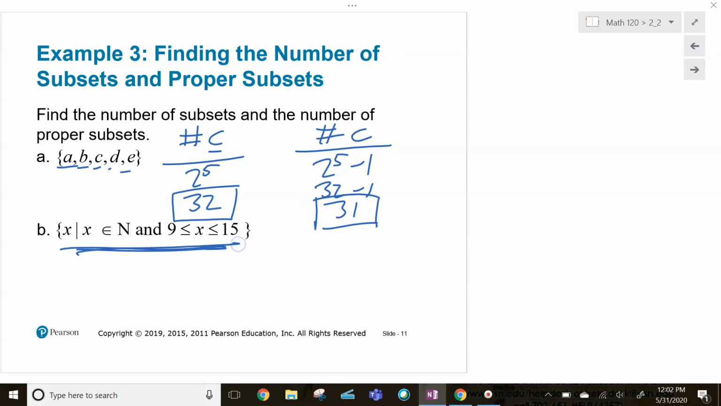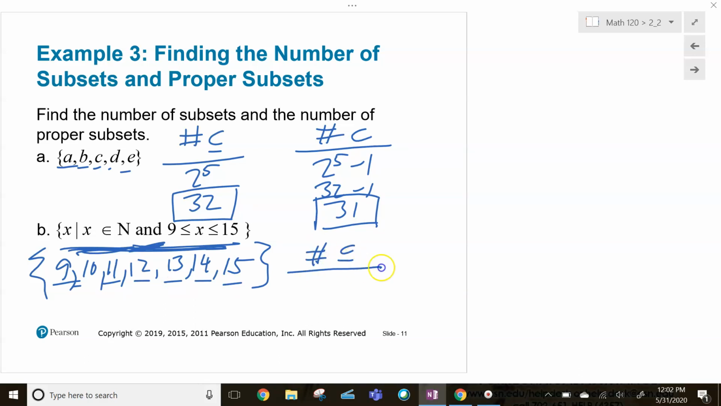How many elements do we have in this? First of all, it's got to be a natural number, and it's also required to be less than or equal to 15 and greater than or equal to 9. So if you were to list those, 9, 10, 11, 12, 13, 14, 15. There's 7 of those. So the number of subsets would be 2 to the 7th. Let's see, 2 to the 7th is 128.